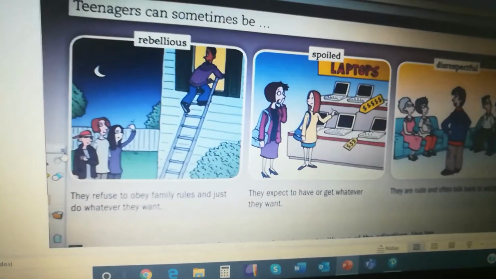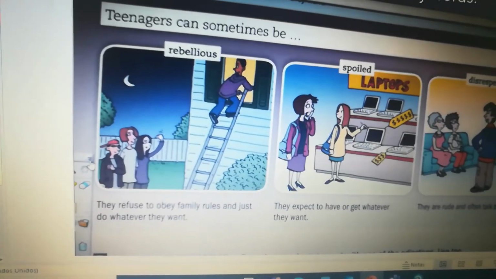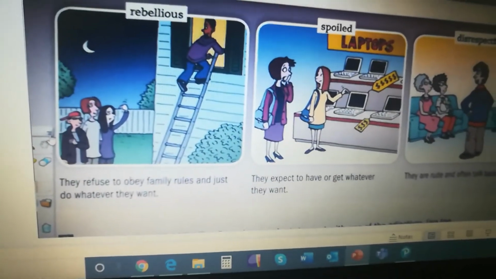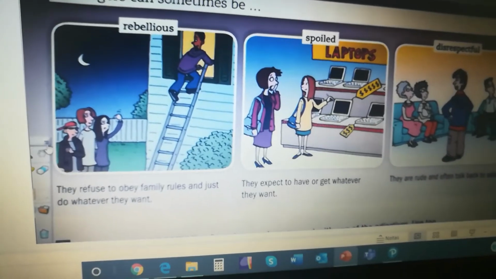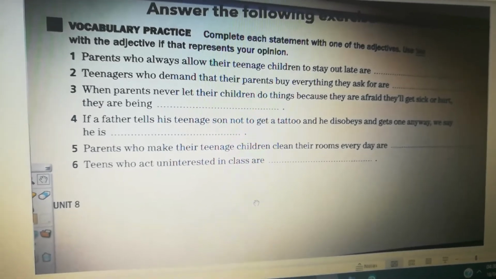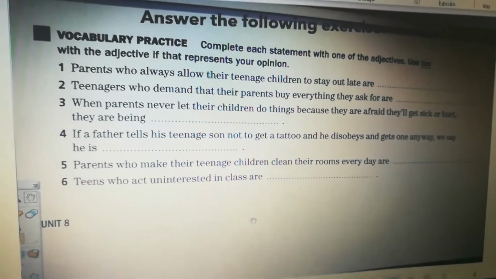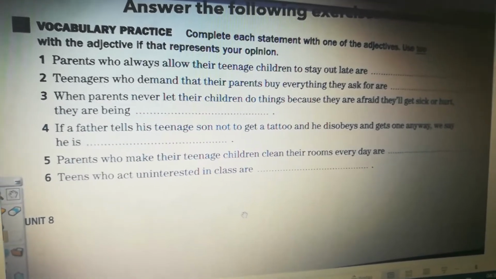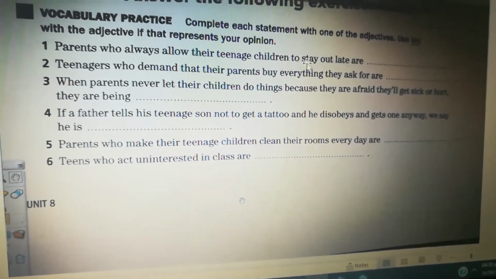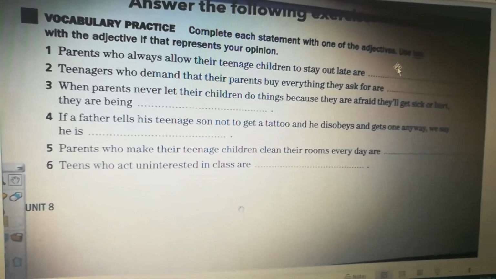So in the next slide, you have some more vocabulary words, for example, rebellious, spoil, disrespectful, and an example they use in a sentence. Okay, and then you have exercises about vocabulary for practice. Okay, for example, complete this statement with one of the adjectives: parents who always order their teenage children to stay out late are, and you need to put the adjective that describes the behavior.